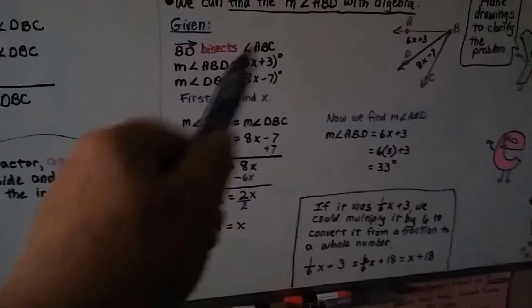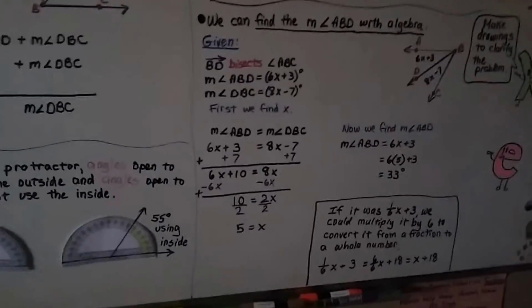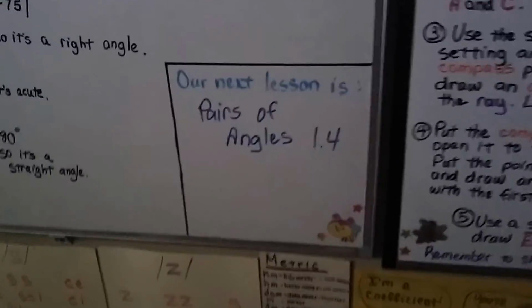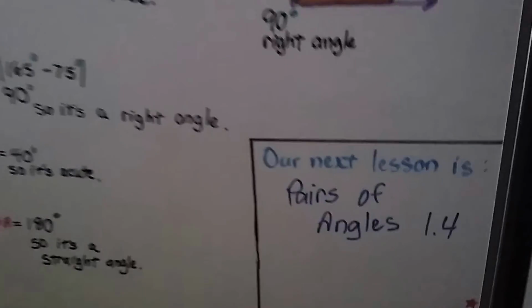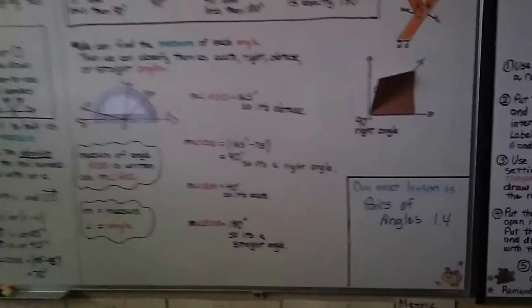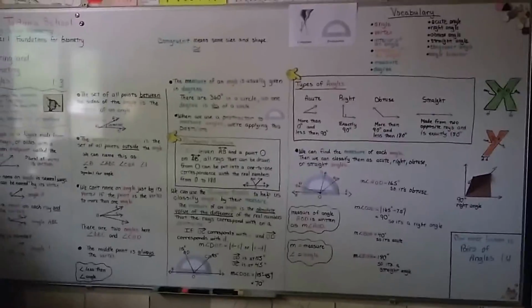If you're doing a problem like this and there's no drawing, try making a drawing to clarify the problem for yourself. It'll make it easier if you can visualize it, okay? Our next lesson is pairs of angles. That's lesson 1.4.